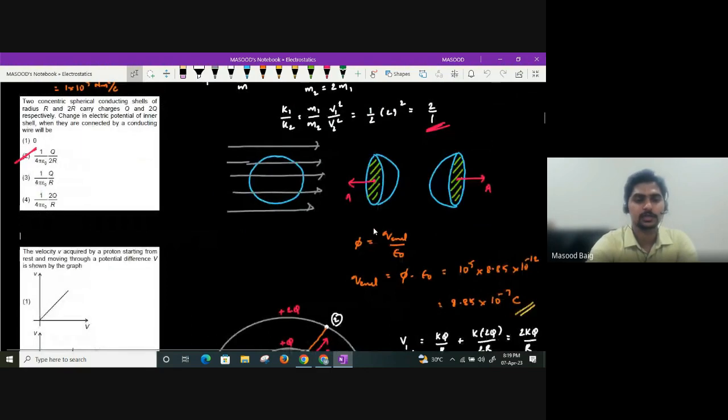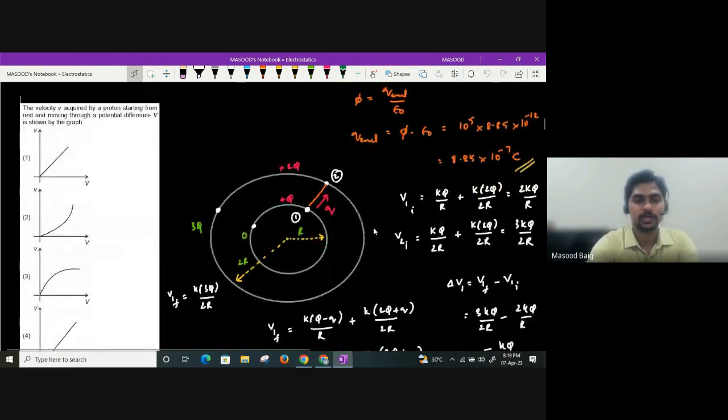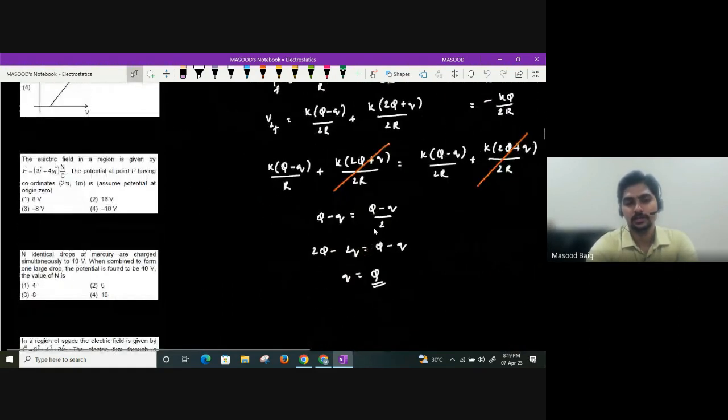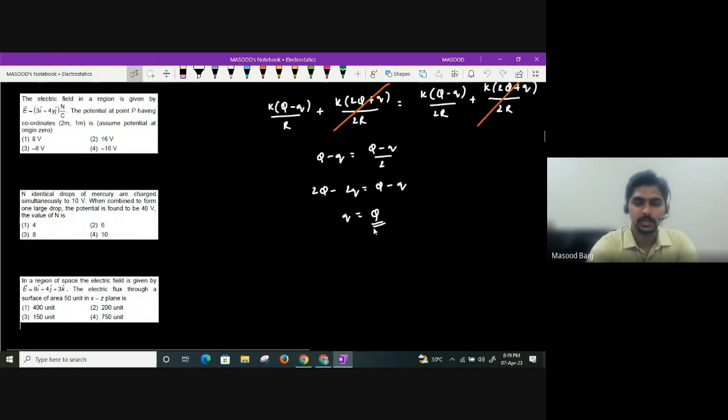Now, what they are asking is the velocity acquired by a proton starting from rest and moving through a potential difference V as shown by the figure. So we have to plot the velocity versus potential difference variation for the proton, guys. Now, it is starting from rest. When it is accelerated through V volts, what will be the kinetic energy, beta? I'll write it here. So the kinetic energy through which it got accelerated will be charge times potential difference. What is it? Q into V. Now, what is kinetic energy? Change in kinetic energy you can consider, or work done.